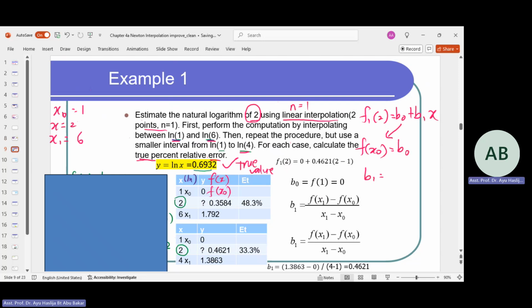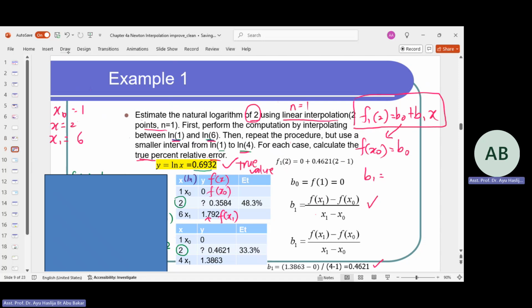So B1, you need to calculate using the equation. Using the equation, you find the B1. f(x1), press your calculator as well, you will get this value. For your B1, you should get 0.4621. That is not the final answer yet. That is only for B1. So sub your B1 into the main equation over here.